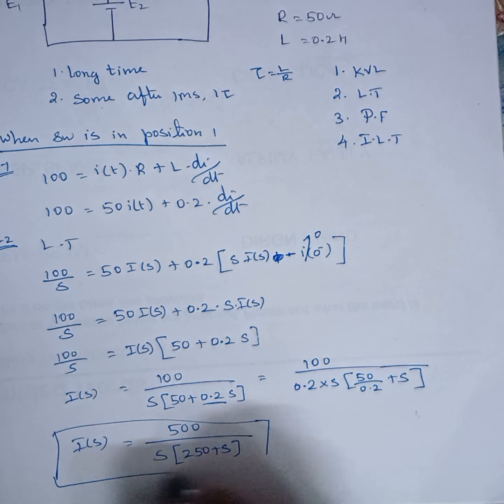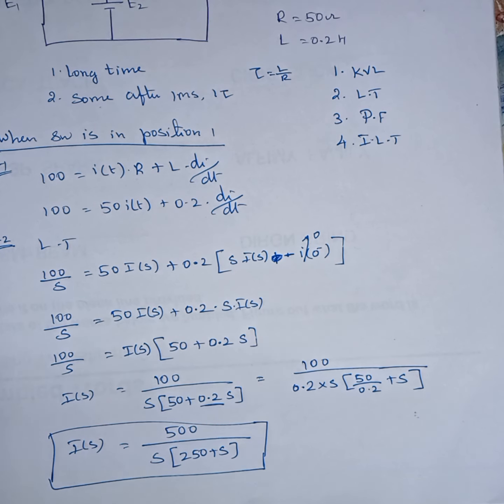After we get I(s), what is the third step? We have to go for partial fraction.